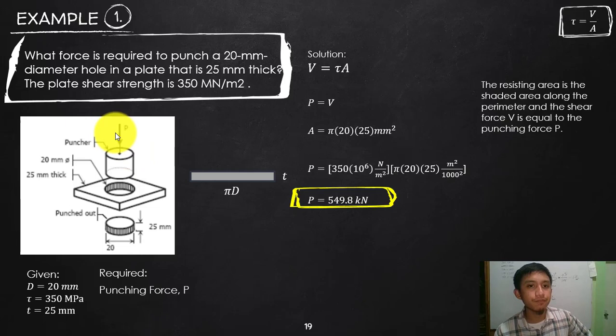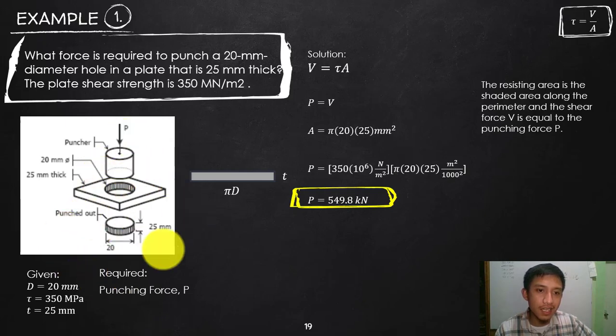So the question there is what force? In our figure that is force P. It could be represented V in our formula, but it could be any force, as long as that force is parallel to the resisting area. So look at the scenario here. We will try to punch a hole. So what will resist?